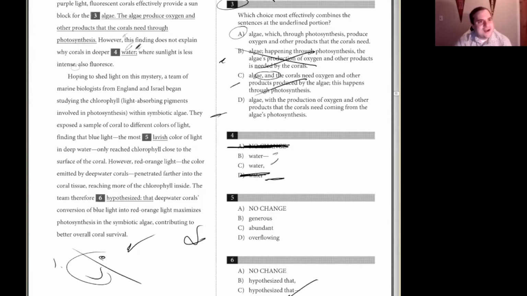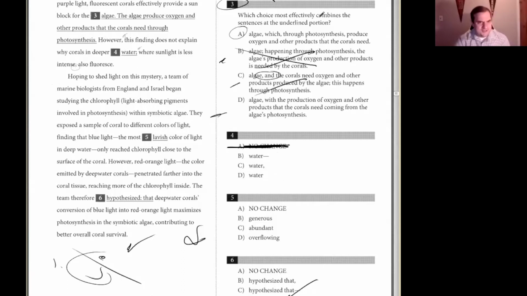Now, here's the last step. We need to figure out how to separate that interrupting clause. Since we have the comma there, we need to also start with the comma. We can't start with an em dash and end with a comma. Now, if this was an em dash here instead of a comma, that would work. We just have to start and finish with the same one.